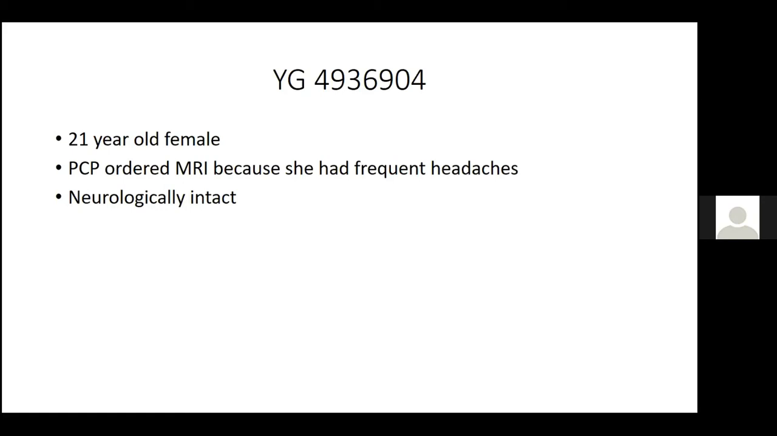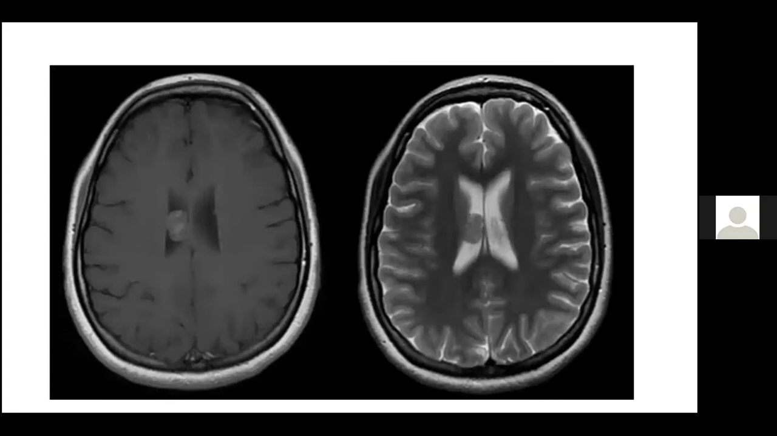So this is the next case. This is a 21-year-old female. I think a year ago, her primary care doctor ordered an MRI because she had frequent headaches and she's neurologically intact. At the time, she had this lesion. Can you tell me what you see? Can you pull up the contrast image? She didn't have one. This is all that she had.